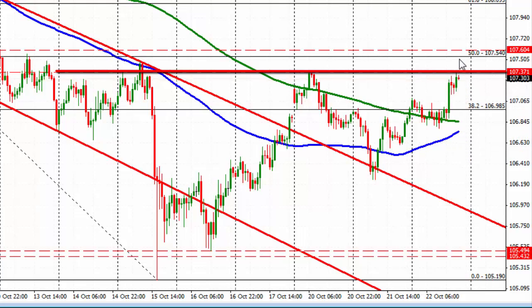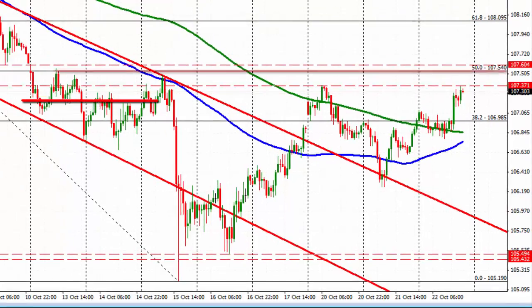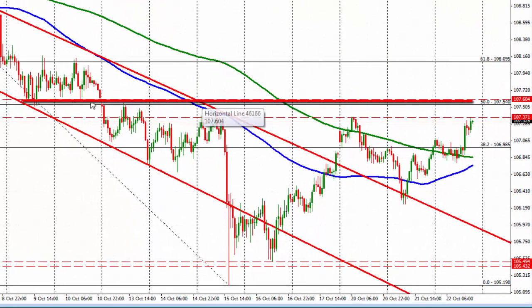We need to get above the 37, and then we have pretty good resistance up here at the 107.54 to 60. You see all the lows right here, lows that became highs right here, high, and so this area right here is going to be a tough nut to crack. I would look for sellers up there and maybe some profit taking up there at that level.